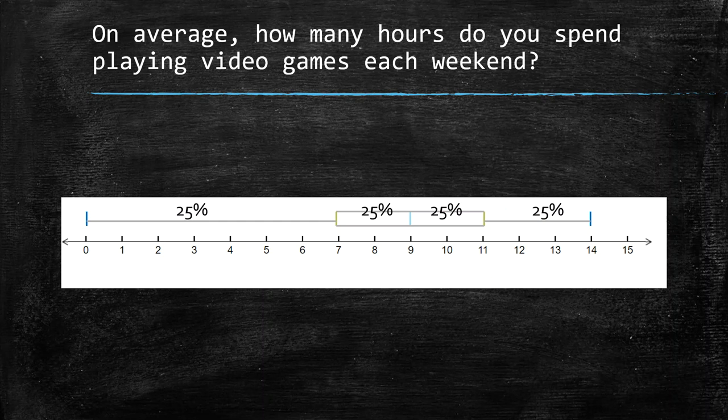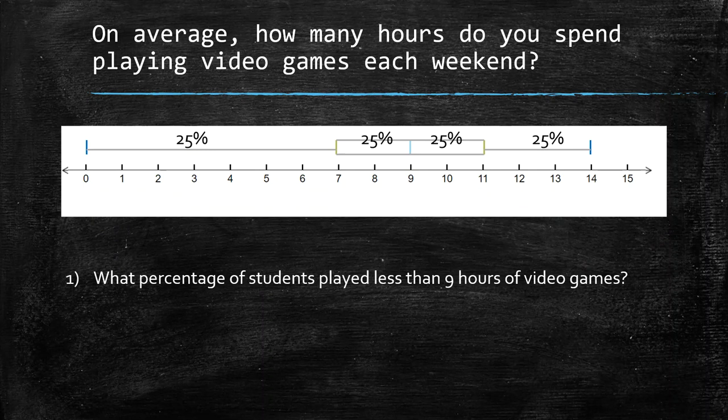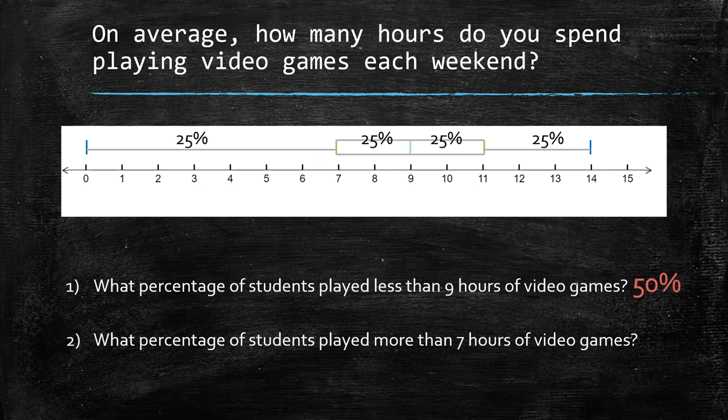So based on that information, I'd like you to answer a couple of questions. First of all, what percentage of students played less than 9 hours of video games? Right, so if we go to our box plot and we figure out what percentage played less than 9 hours, less than 9 hours is really going to be from here all the way to here, which is 2 chunks of 25. There's a 25 here and a 25 here, and so we're going to get a total of 50%.